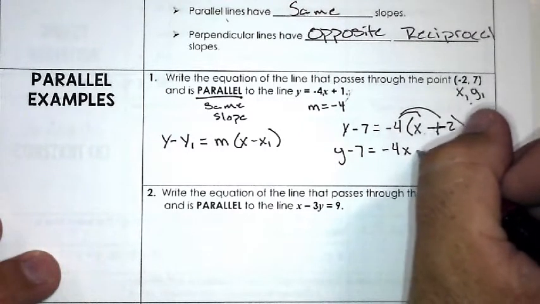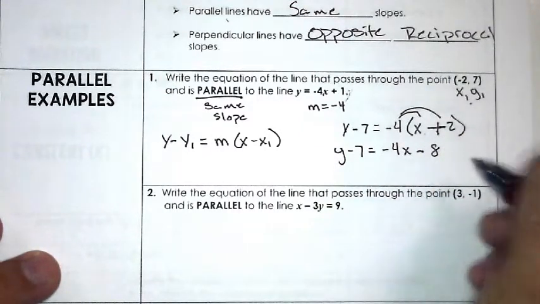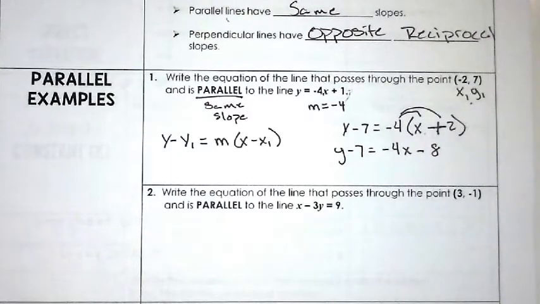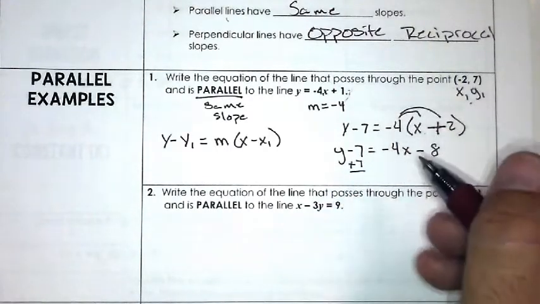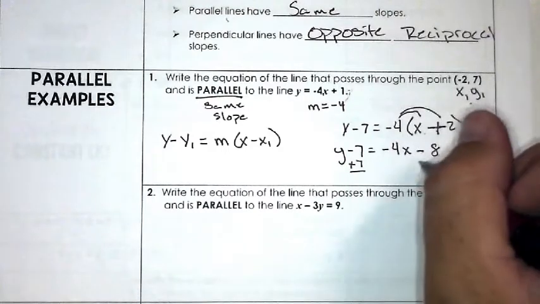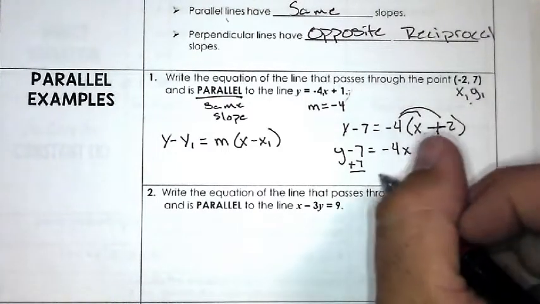Step 2 is what? Move the 7. Plus 7 on both sides. To where now I have y equals negative 4x minus 1.